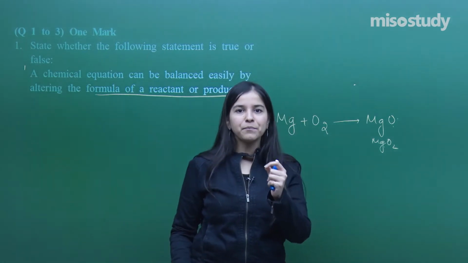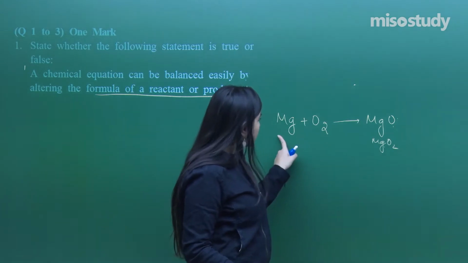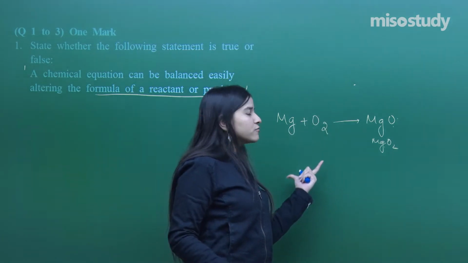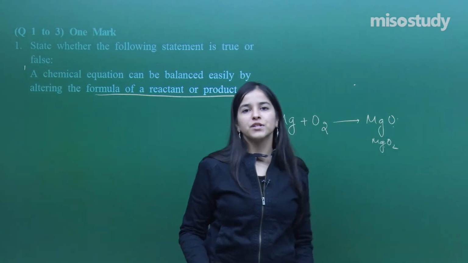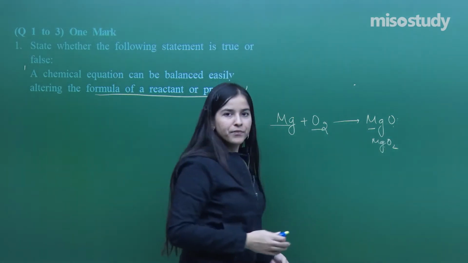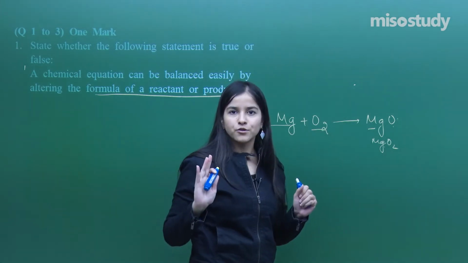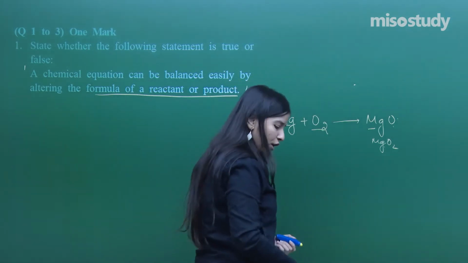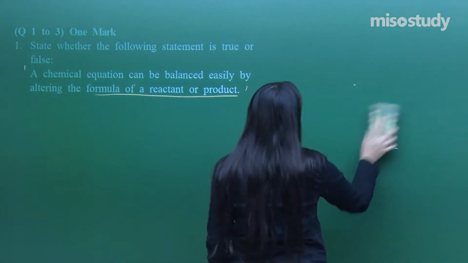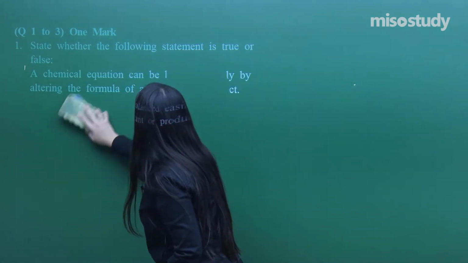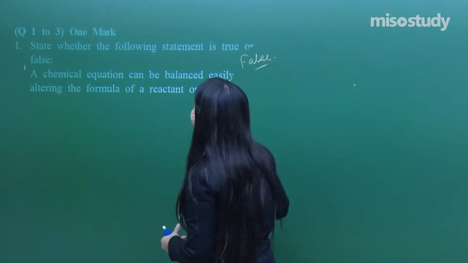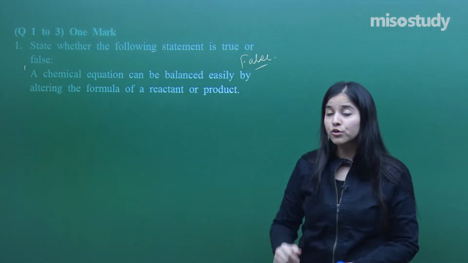So what is the basic criterion for balancing? We need to balance the number of atoms on each side. That means the number of atoms on the LHS will be equal to the number of atoms on the RHS. We have to multiply each reactant and product accordingly as per the requirement. So in just one line you need to write that this statement is false, along with the reason, and I have just told you the reason.